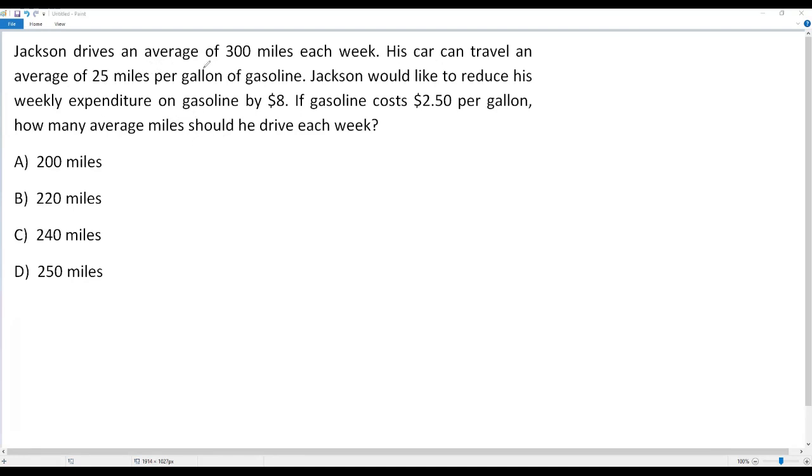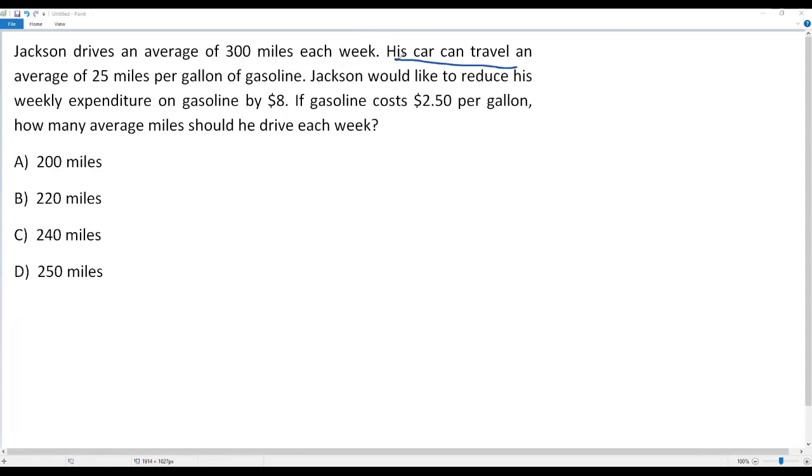Currently, Jackson drives an average of 300 miles each week. Our first task is to find the cost for these 300 miles each week. Once we get the cost, it has to be reduced by $8. Then we have to find the number of miles he should drive each week for the reduced cost. Okay, how do we find the cost for these 300 miles each week?